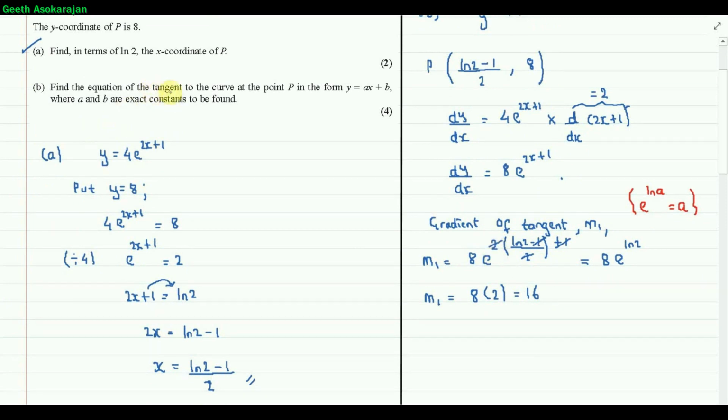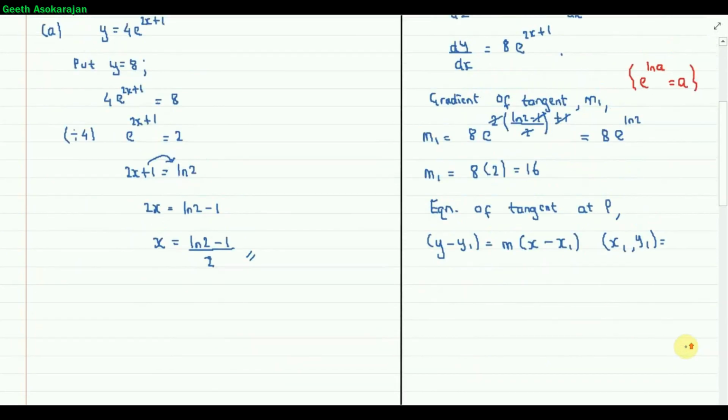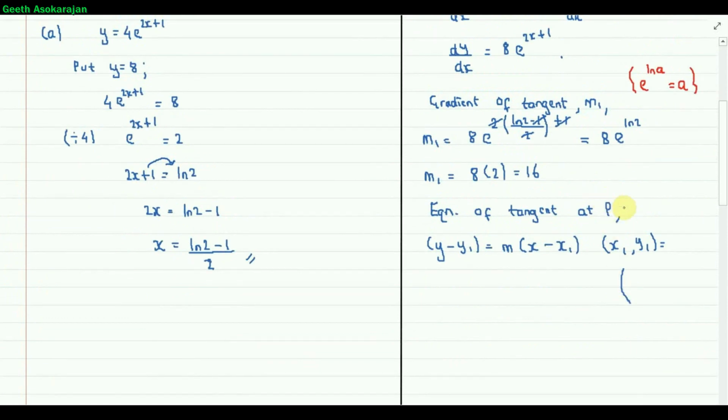Now, mathematically speaking, a tangent is a line which meets the curve at one point. So it's going to be a line meeting our curve at the point P. Since it's a line, let's use the equation of the line formula to work out the equation of the tangent at the point P. So here's the line formula. I'm going to be using this formula, y minus y1 equals m into x minus x1. So x1 and y1 are the coordinates where this line or tangent passes through. So the x1 and y1 passes through P.